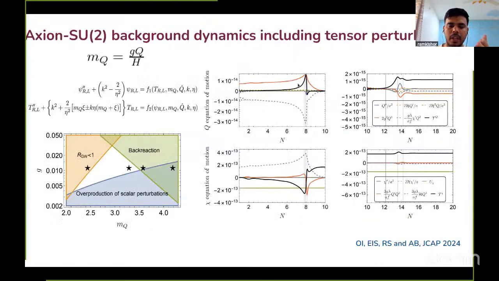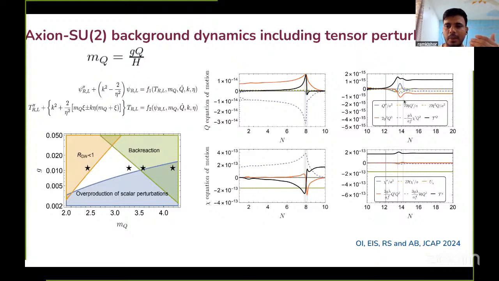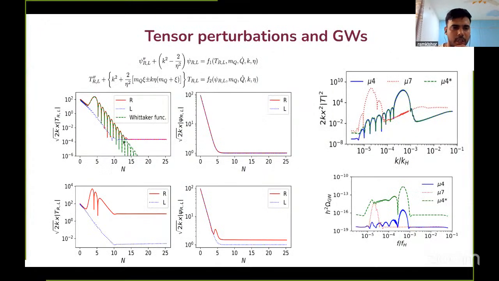But once you amplify the tensor perturbations, the back reaction term will also be important. Then the balance will be decided by these Q cube terms and the terms coming from the perturbations in the evolution of these backgrounds. Now if I look at these perturbations, we are only looking at the tensor perturbation of the SU2 field.